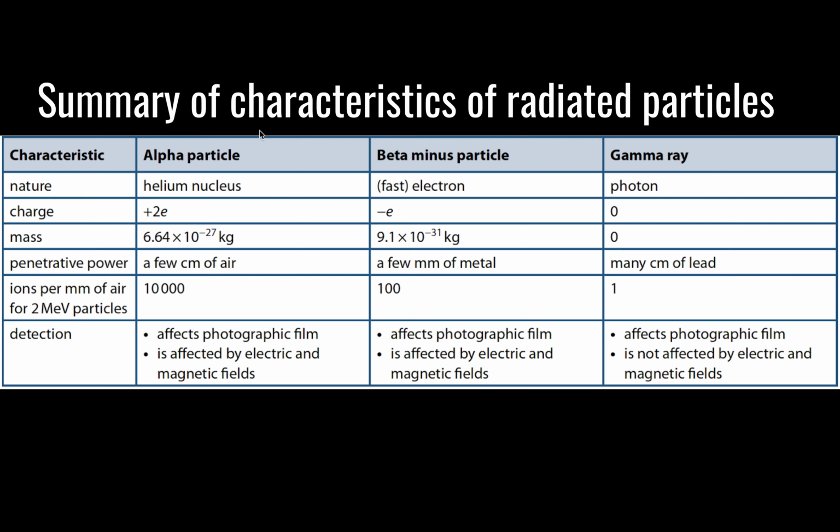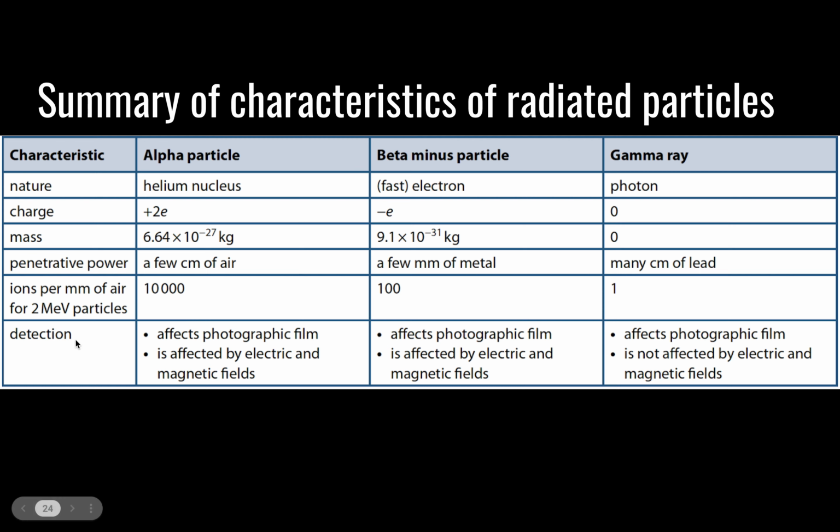Alpha particles can ionize about 10,000 ions per millimeter of air for a 2 mega electron volt particle. This describes the kinetic energy of the particle. Alpha particles have the greatest ionizing power in comparison to the beta minus particle and gamma ray. And again, you probably want to know these values as well.